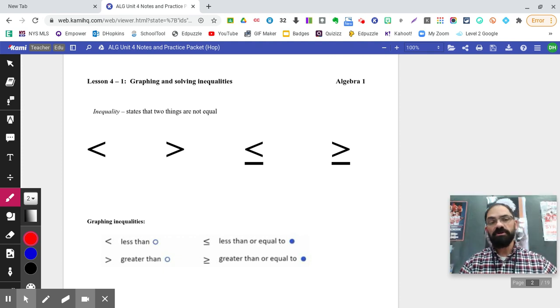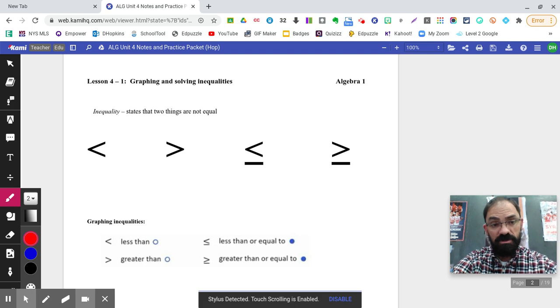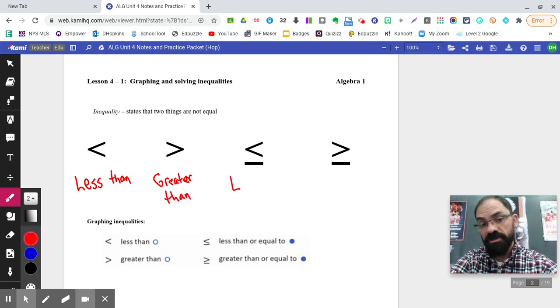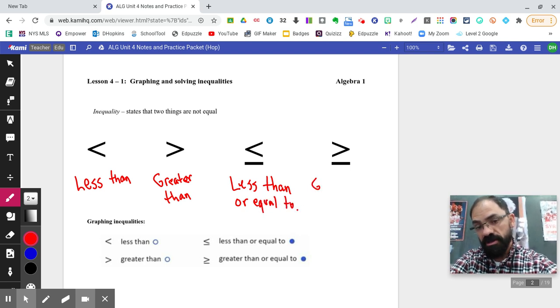Today we're going to start Unit 4, Graphing and Solving Inequalities. So an inequality states that two things are not equal. So they could be less than, like this first one, could be greater than, less than or equal to, or greater than or equal to.